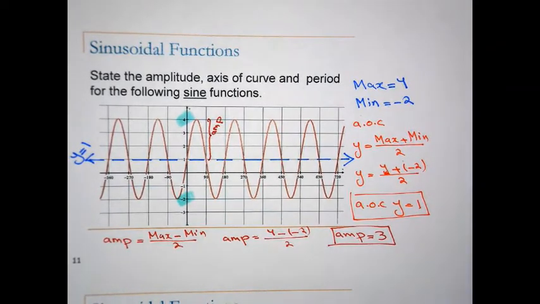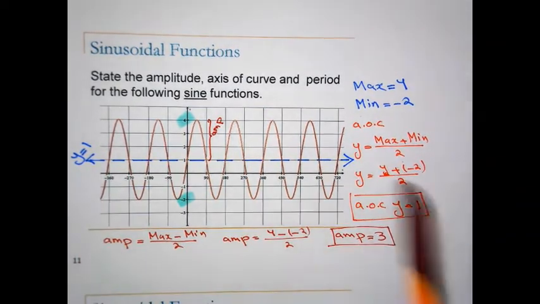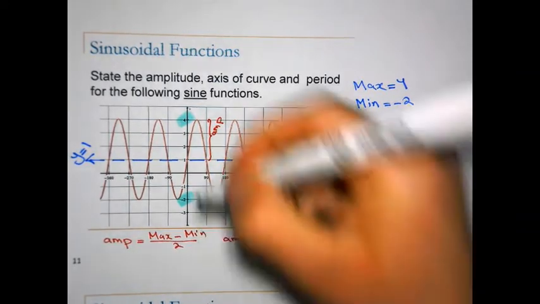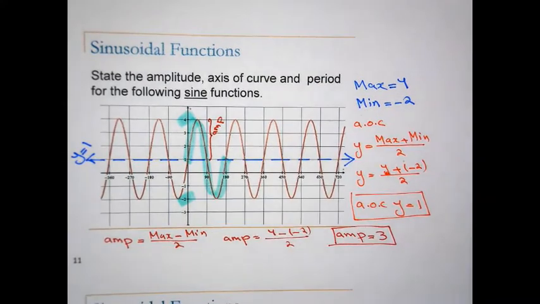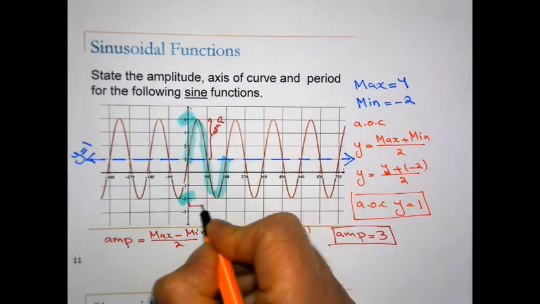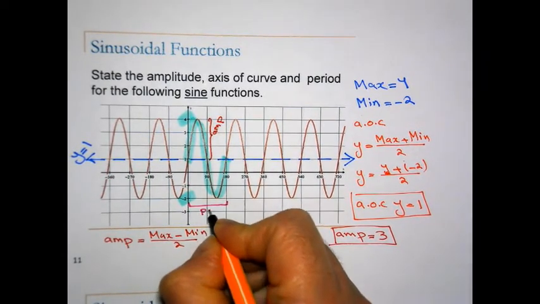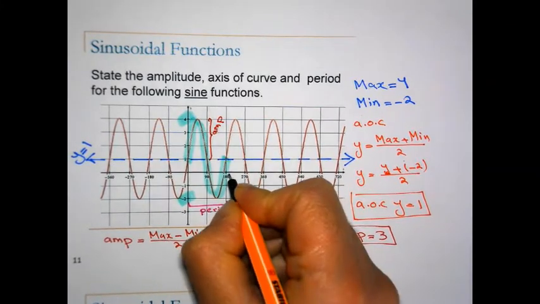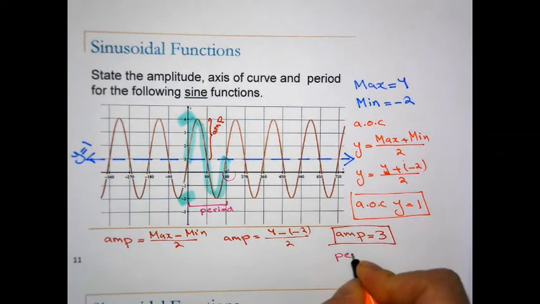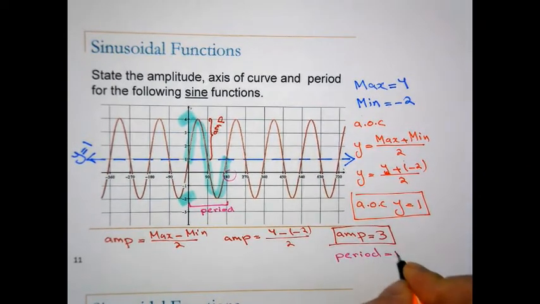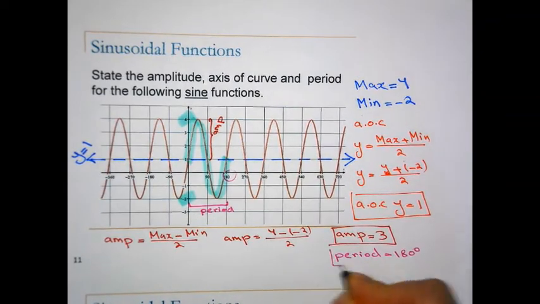Now you have to find the period, so you are going to look at this function with respect to the axis of curve and see what is the smallest repeating unit, which is of course this one. And then we look at the length of this, and this will be your period. It is 180. So I'm going to write here, period is 180.